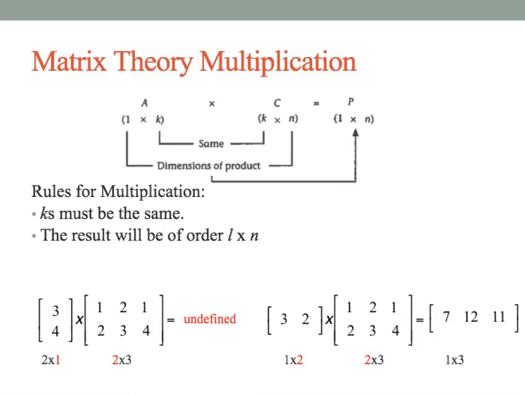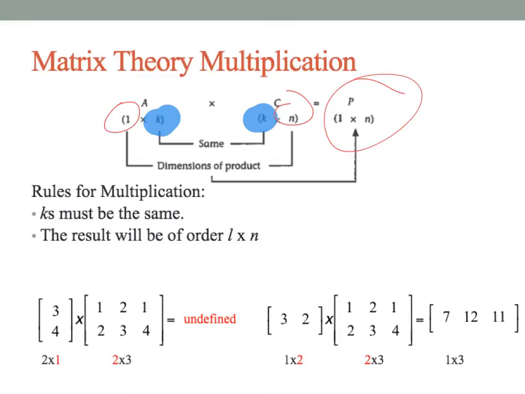So here's the actual rule written out for you. Like I said in the last slide, notice that the two inside numbers must be the same. Okay, K and K are there. And then whatever's on the outside will become the dimensions of the new matrix, the product in the end. So look down at the example below.